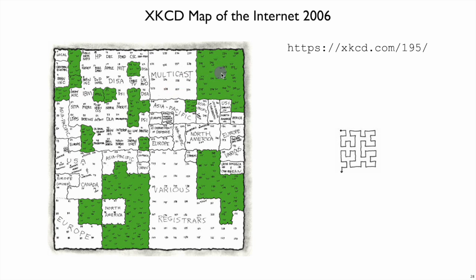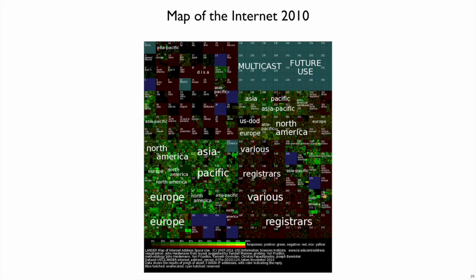The green areas here, some of these are reserved, but in 2006, all of these green areas were unallocated parts of the space. You see certain regions tend to be close in number and also close geographically, like USA, Canada, and Europe, and then a lot of things marked various registrars. This was 2006. By just a few years later, in 2010, things had changed quite a bit.